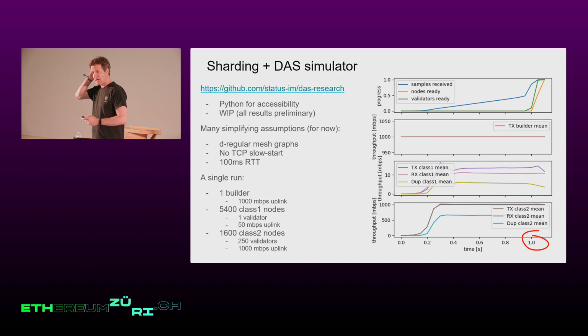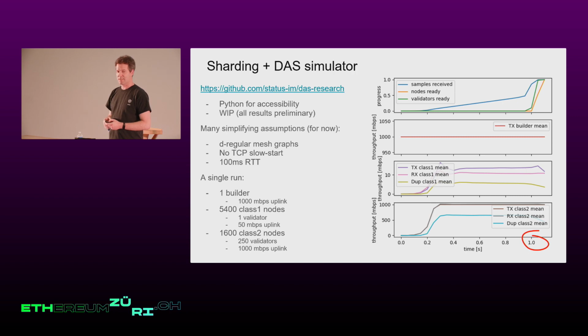So what we did is a simulator for this. It's in Python, which is nicely accessible, we hope, for others. It's very much work in progress, and everything I show here is preliminary. So don't take the exact numbers. And we make many simplifying assumptions from the networking perspective. We don't care about TCP slow start. We have 100 millisecond round trip time at the moment.